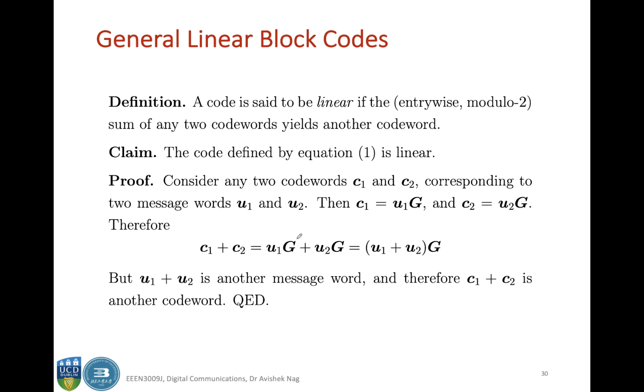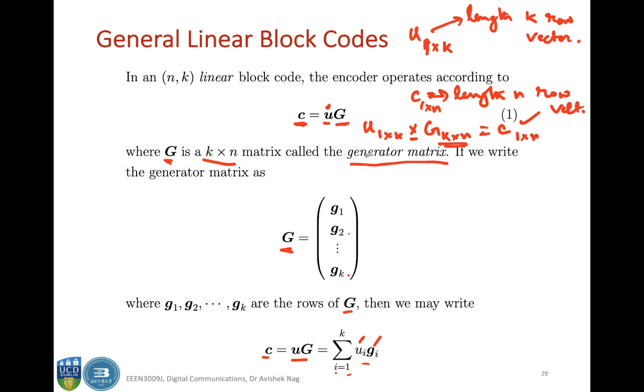So now let's look into different other aspects. So for example, by definition, a code is said to be linear if the entry-wise modulo 2 sum of any two code words yields another code word. Okay. So the claim that we are trying to make is that the code defined by equation 1 is linear. So we are claiming that this is linear. Okay.